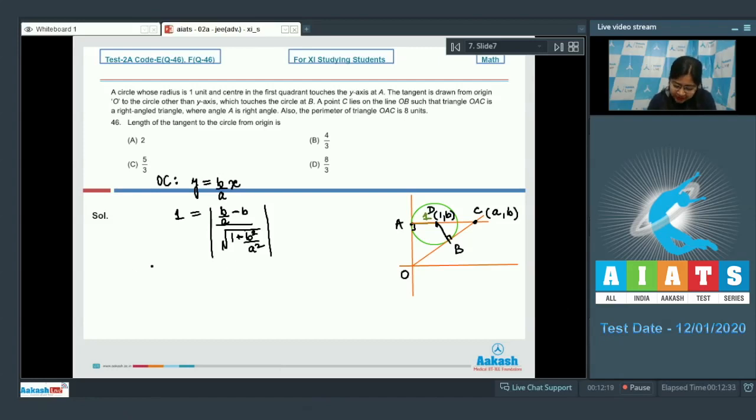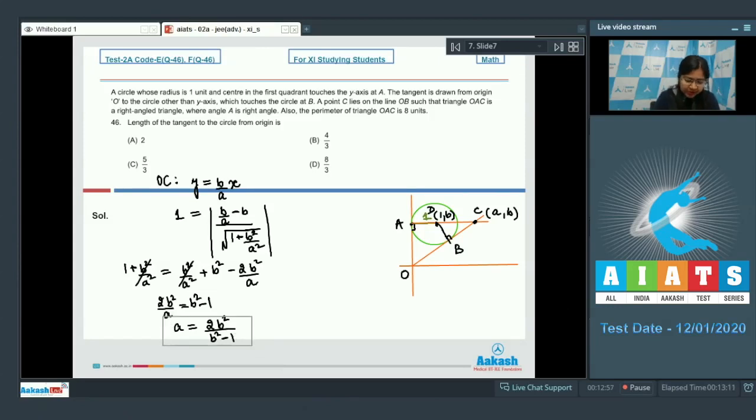So we can say 1 plus b square by a square is equal to, let's square on both sides, b square by a square plus b square minus 2b square by a. So these two are cancelled. So from here we get 2b square by a is equal to b square minus 1, or a is equal to 2b square divided by b square minus 1. So this is one relation that we get between a and b.